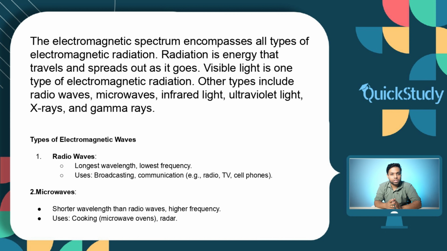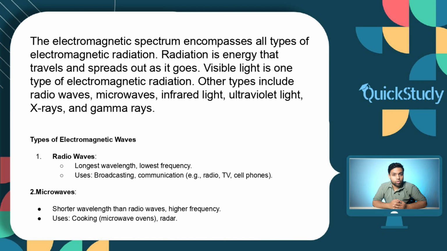Visible light is one type of electromagnetic radiation. Other types include radio waves and infrared waves. So let's learn about some types of electromagnetic waves. At first, we have to learn about radio waves. They have the longest wavelength but the lowest frequency. They are used in broadcasting and communication.